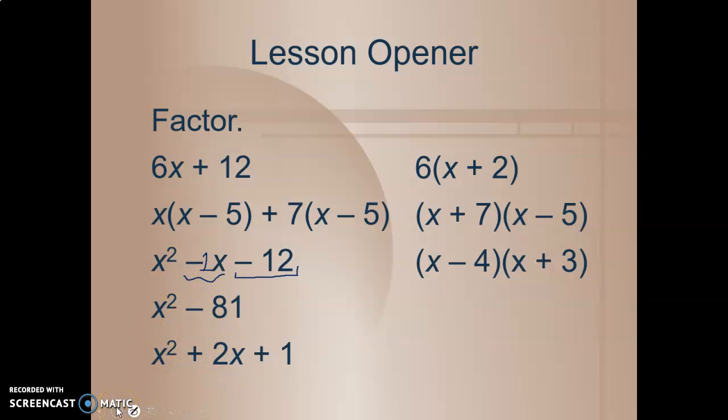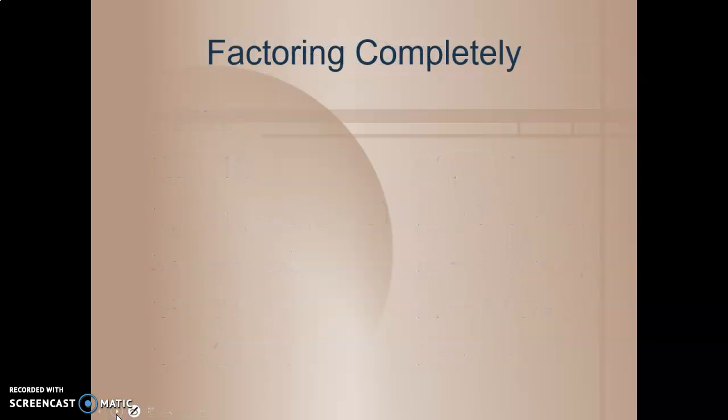X squared minus 81 we should recognize as perfect squares, so this is a difference of squares, and that factors to the two conjugates, x minus 9 and x plus 9. And x squared plus 2x plus 1 is a perfect square trinomial, and that's going to factor to the square of the first, sign of the second, square root of the third. So we have x plus 1 in parentheses, squared. So that uses all of the different things that we've learned about factoring so far.